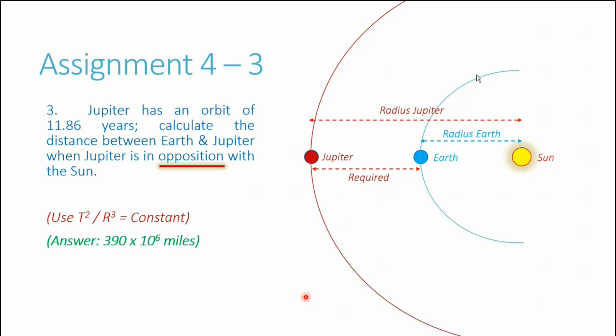Now, since this is a comparison, we are comparing T square by R cube of Jupiter with T square by R cube of Earth. You can use any units of your choice. The only thing is that whichever units you use for one planet, the same units should be used for the other one. That's all. Otherwise, you can use any units.